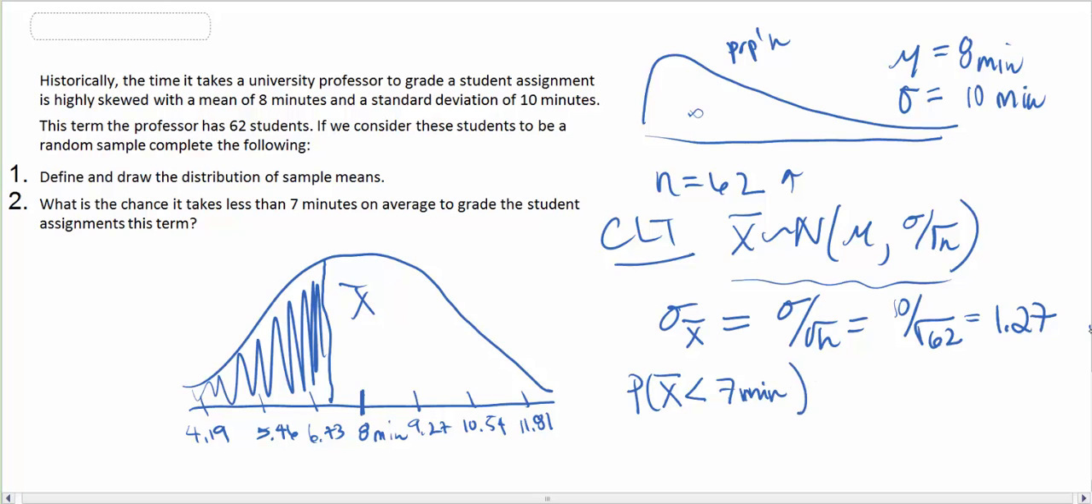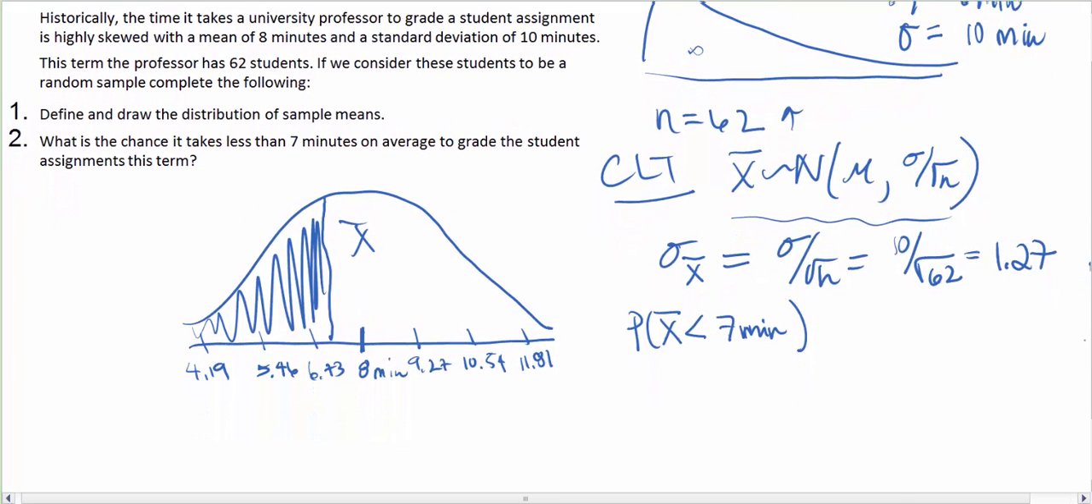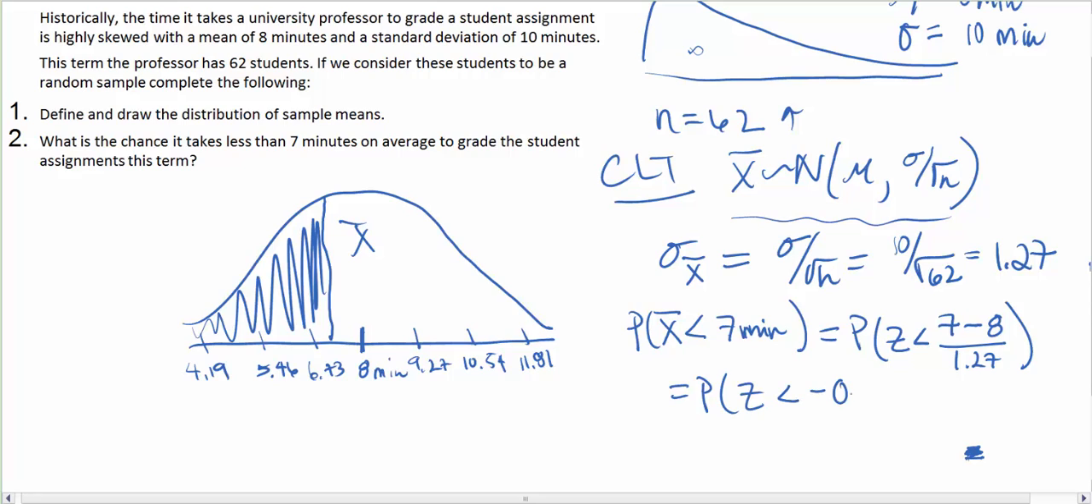Well, we can do this by simply calculating a z-score. So no different than any other normal distribution. We say, okay, well then that's the same as the probability of z being less than the value that I'm curious about, finding the area below, minus my mean, which is 8 minutes, divided by the standard deviation for my statistic, which in this case is 1.27. So this is then equal to the probability that z is less than negative 0.79, and I've rounded it just to 2 decimal places so I can easily find it on the z table.